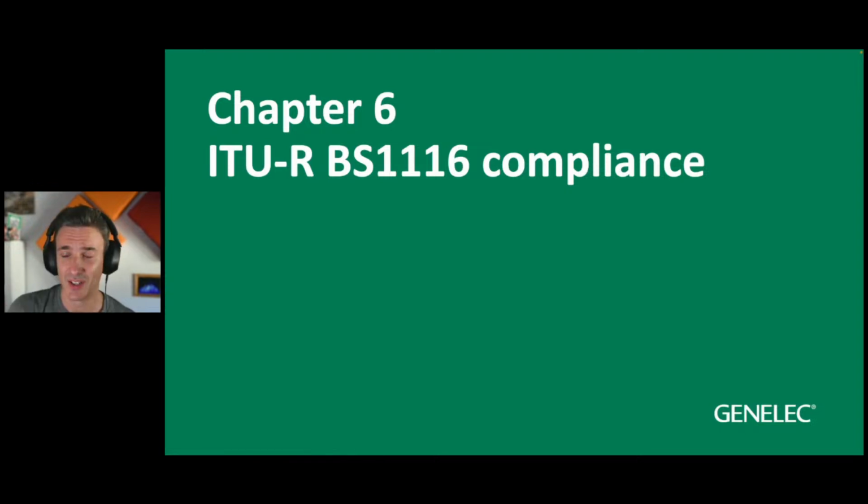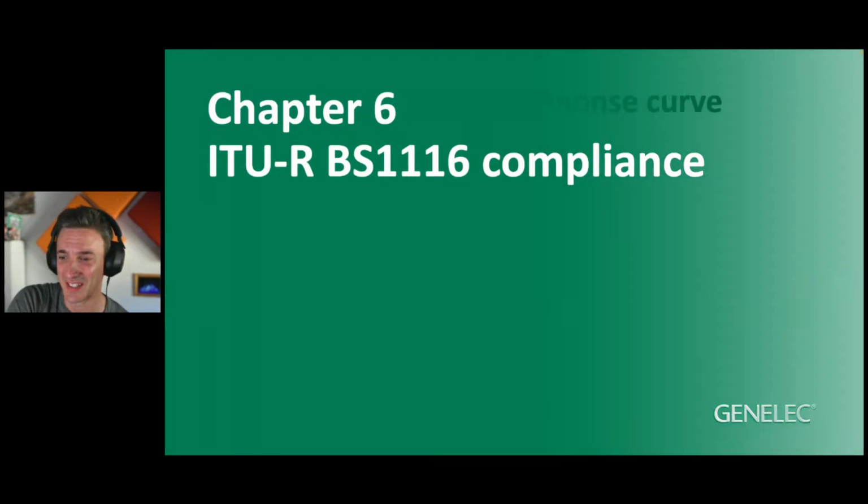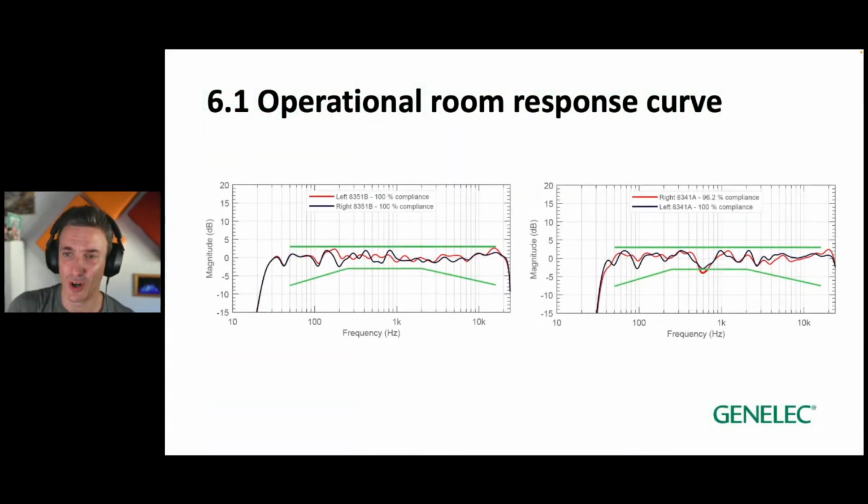And finally, the hardcore stuff for the ITU RBS 1116 compliance, which is just a studio standard, so a recommendation that should be fulfilled by studios for critical listening. And now we talk about corridors that are defined. So they are no longer dynamic like the one you have seen before. These corridors are just set, for example, for the frequency response. And 100% compliance would mean that the complete range of the speaker is within this corridor.